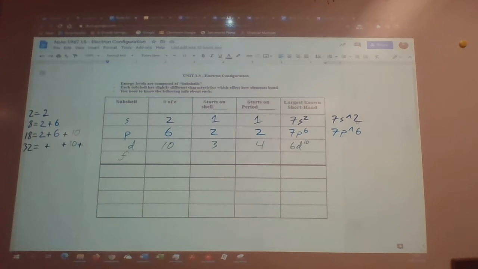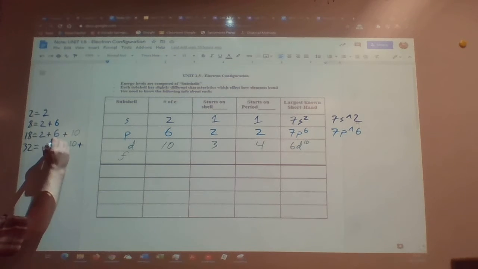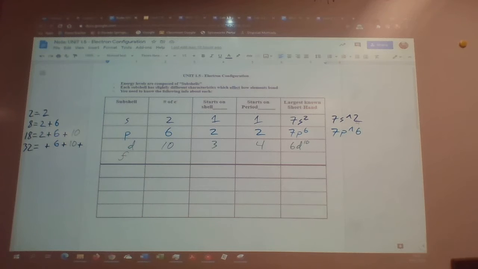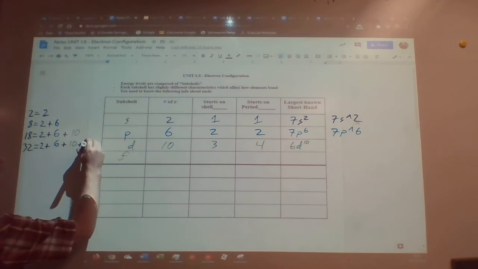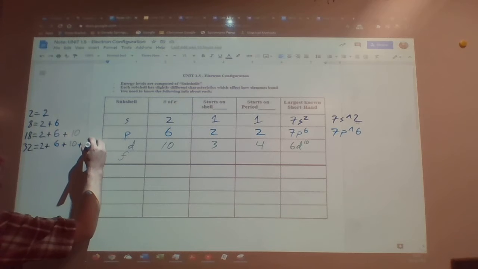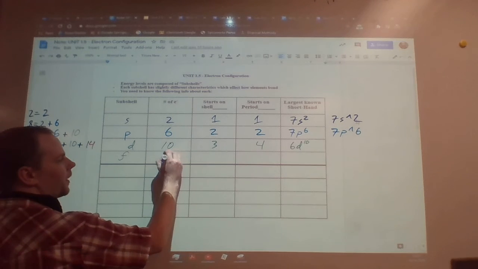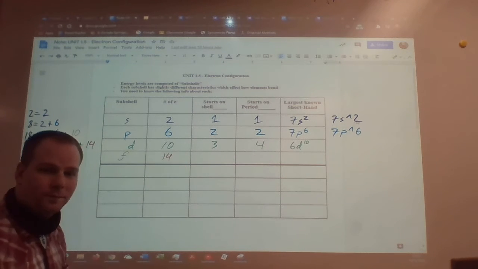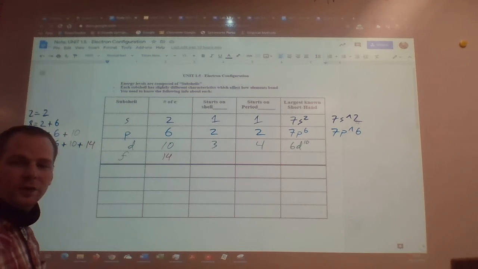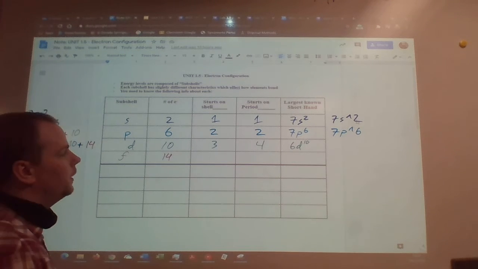The fourth energy level can hold up to 32 electrons, and 18 of them are already accounted for in the S, P, and D subshells. That means that the F subshell has to have 14. The F subshell holds 14 electrons.